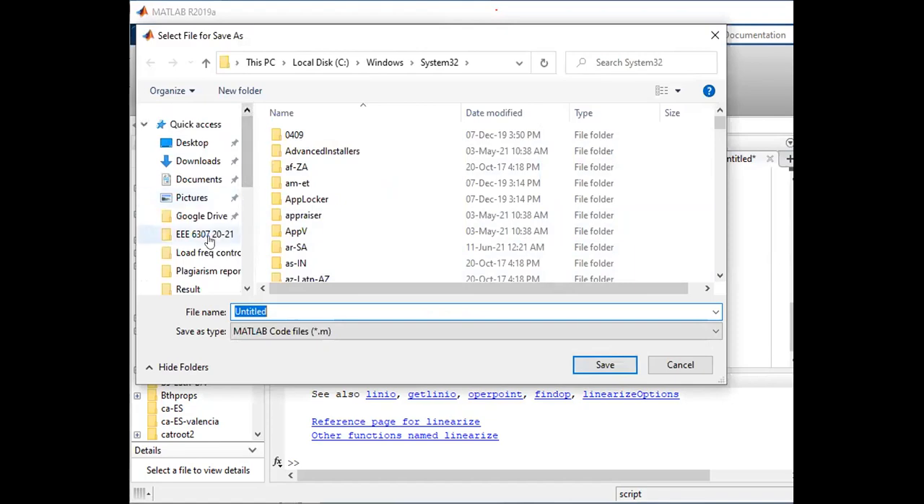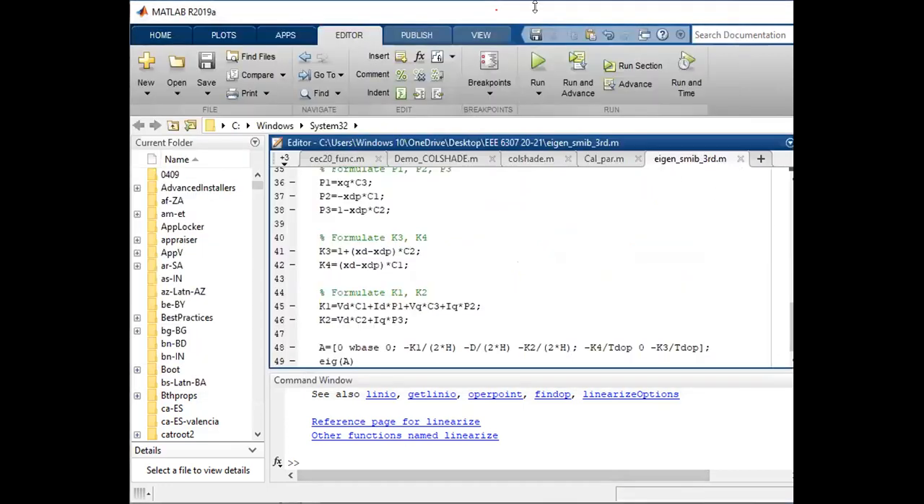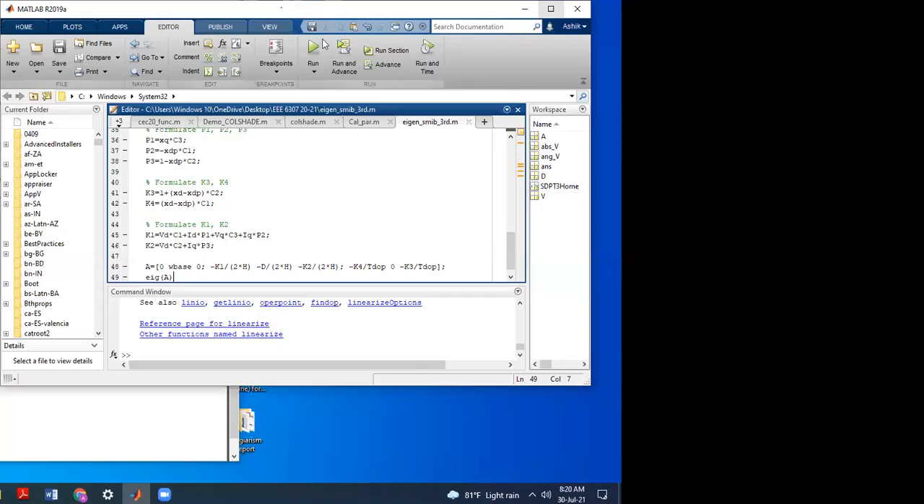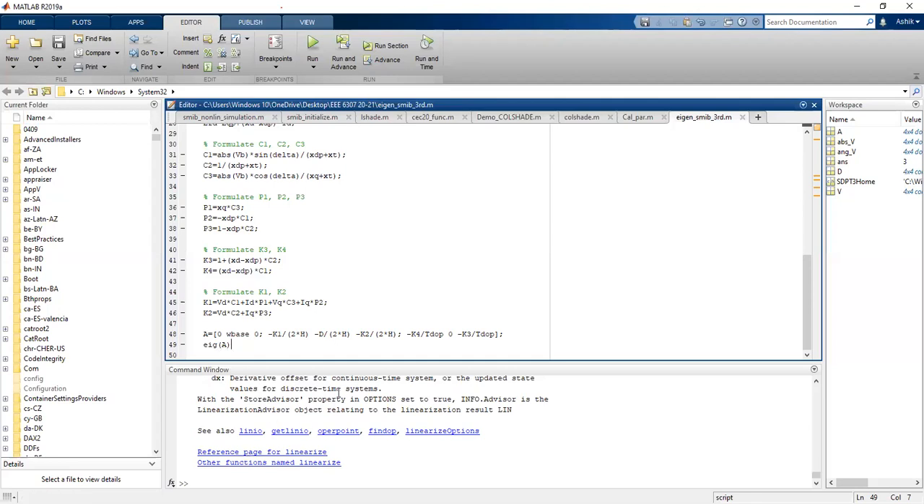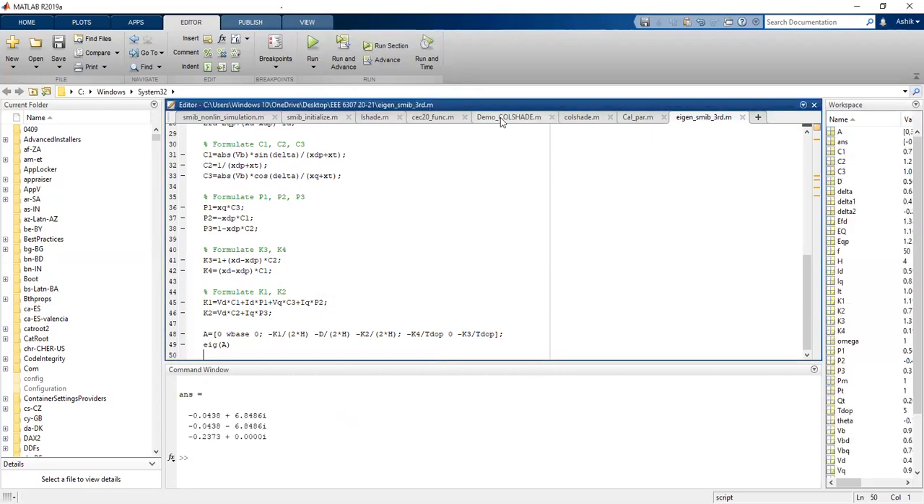So let's save it somewhere. This is the eigen of SMIB. Let's make it third order. Okay, just save it. And if all our definitions and expressions are correct, we should get the eigenvalues listed below should appear here. Okay, so we have got 3 eigenvalues because the system order is 3.